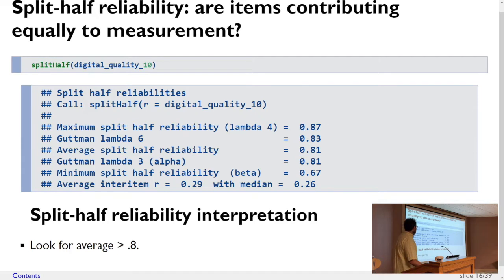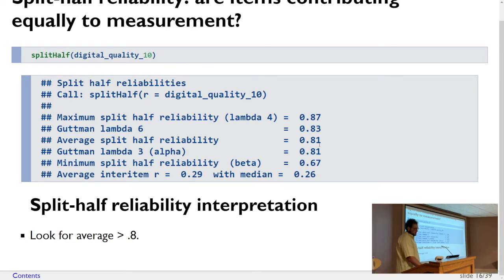This one's not as common because if you're measuring more than one construct in a survey, you're not going to expect to get split half reliability because you're measuring different things. So usually Cronbach's alpha is what you're going to see.